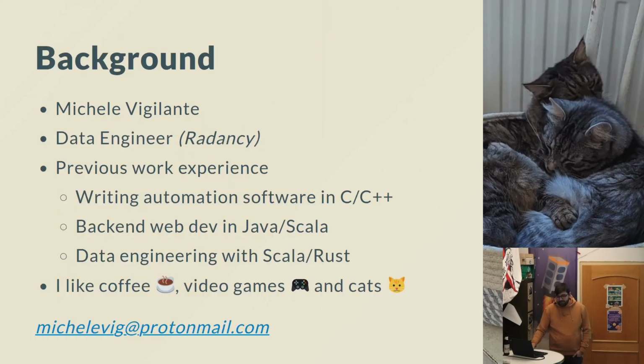A bit about me. I am a data engineer at a company called Radency. I previously worked writing some automation software in C++. I was a backend engineer most of my time for a company called FirstBird, programmed in Scala a lot. And so the natural evolution there was the low-level plus type system, Rust. So that's kind of why I moved into data engineering with mostly Scala and Rust.